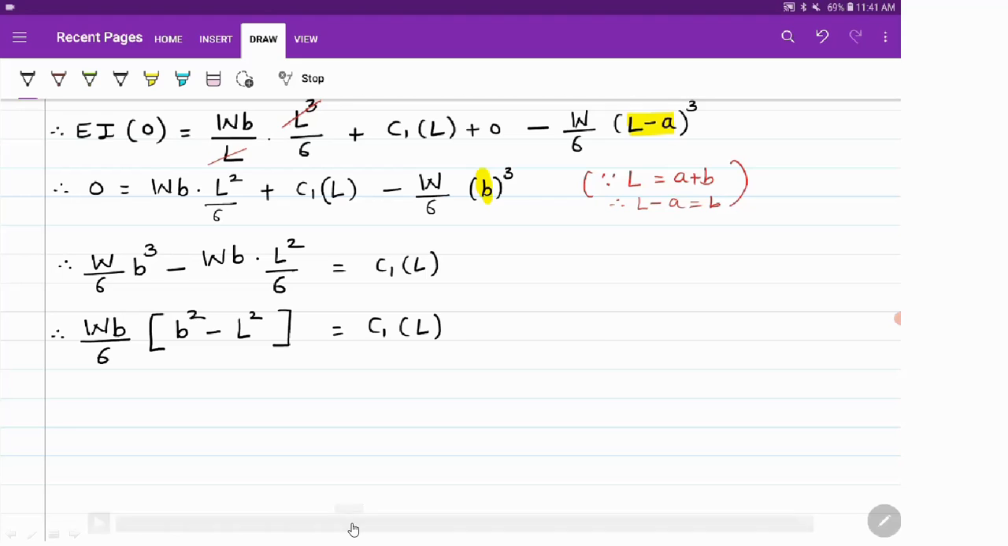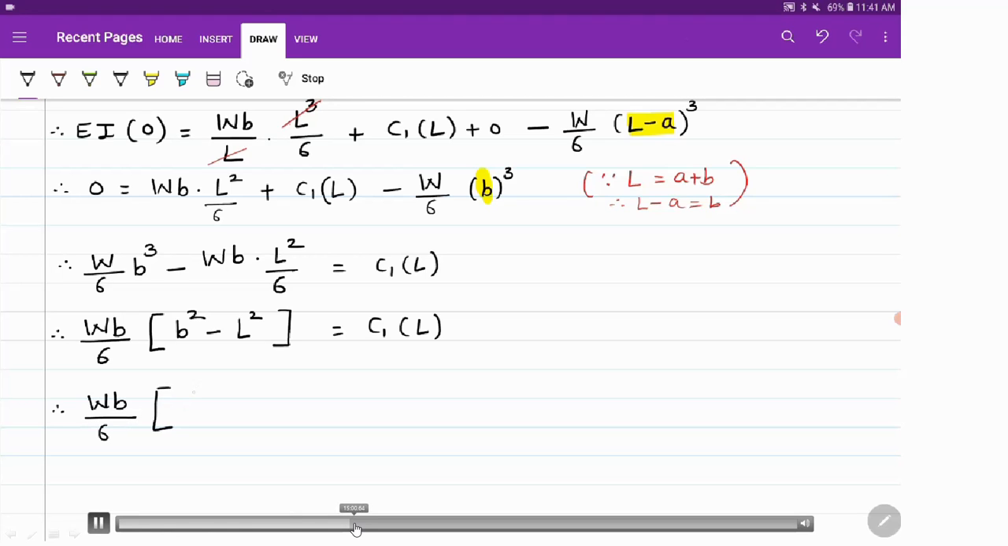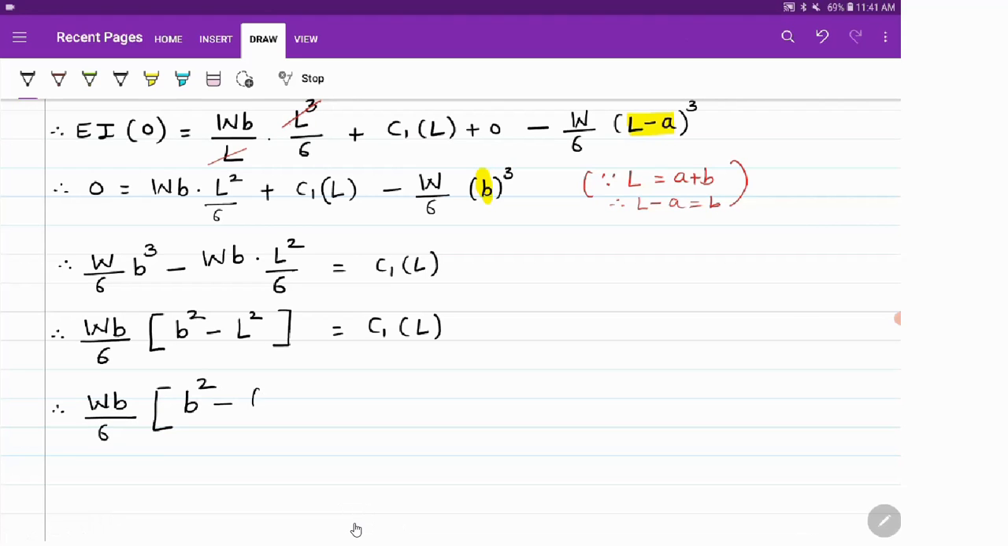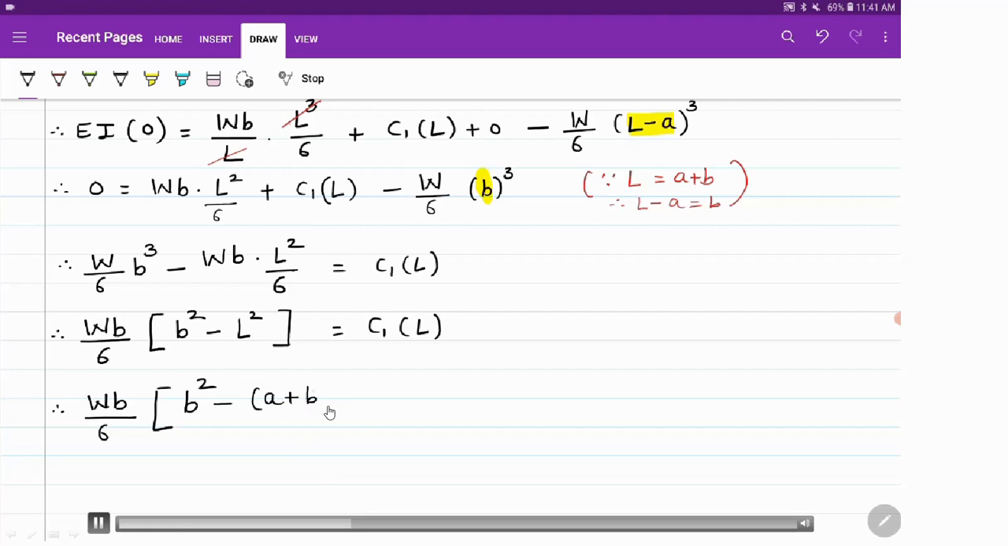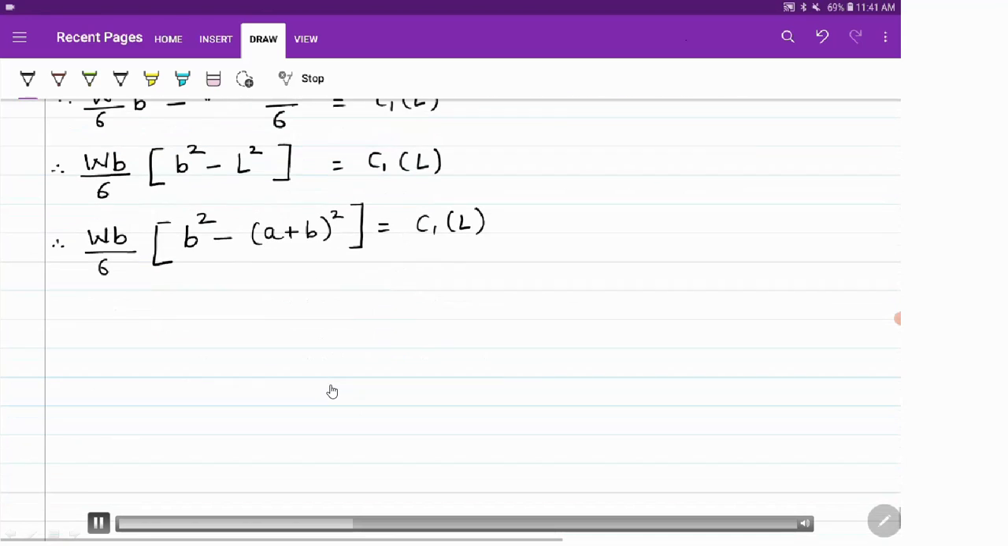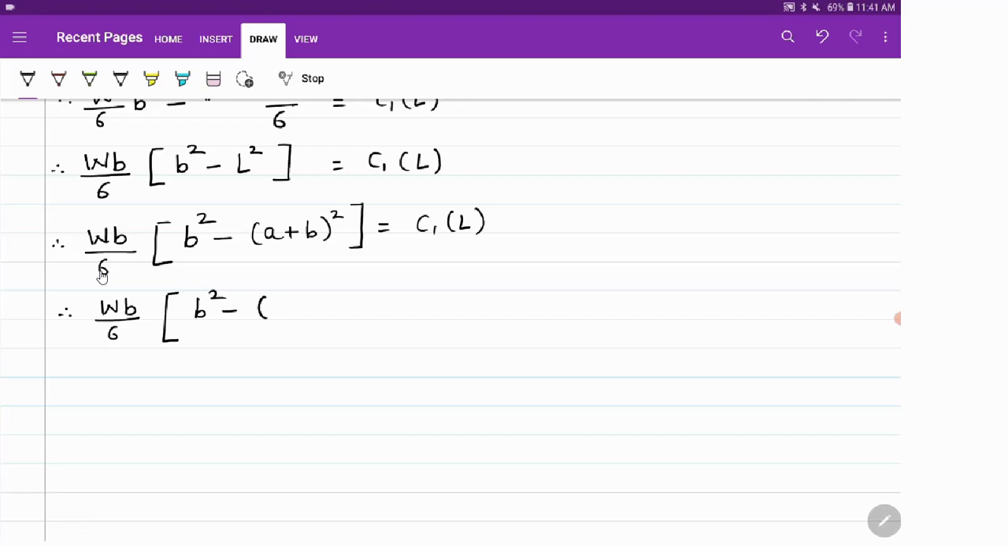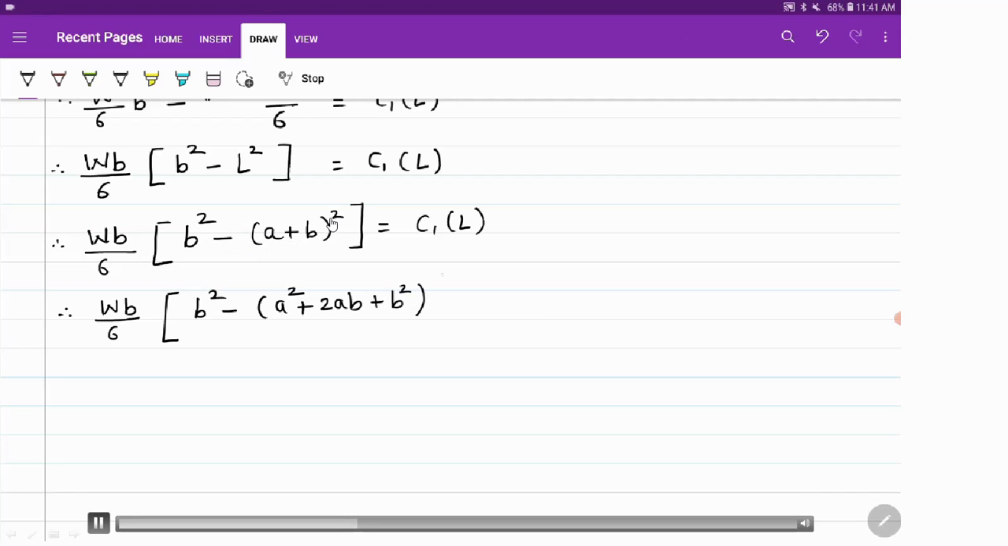So now we can easily find out the value of C1 from this. So it is B square minus, in place of L we can substitute A plus B. So that is equal to C1 L. Now it is (A plus B) whole square, so it is A square plus 2AB plus B square. So this term as it is. Here it is B square minus (A square plus 2AB plus B square). That is the expansion of this (A plus B) square, and that will be equal to C1 L.